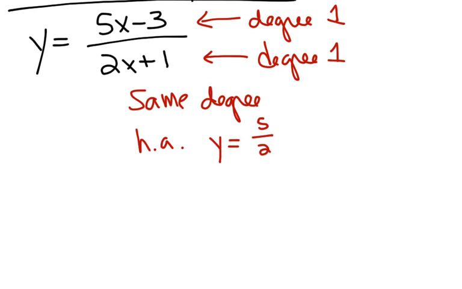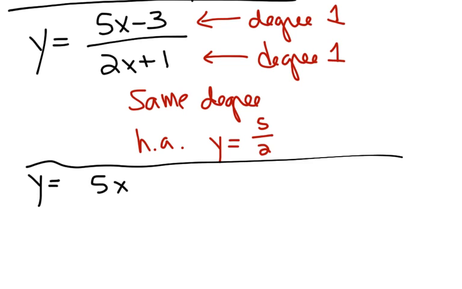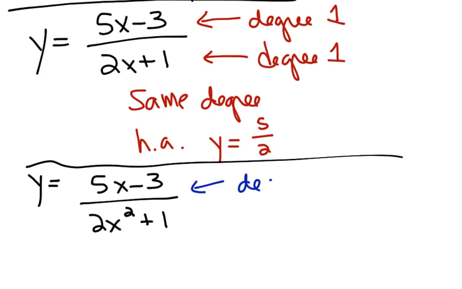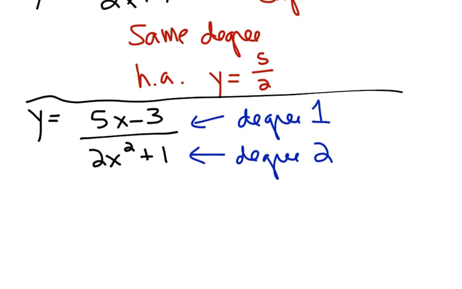I'm going to take that same equation, but I'm going to alter it just a little. Instead, I'm going to do (5x minus 3) over (2x squared plus 1). And the reason I did that is because now the degree of x in the numerator is 1, but the degree of x in the denominator is 2. When the degree in the denominator is the bigger one, or you can say when the degree in the numerator is less than the degree in the denominator, then the horizontal asymptote is y equals 0. That means it's the x-axis.